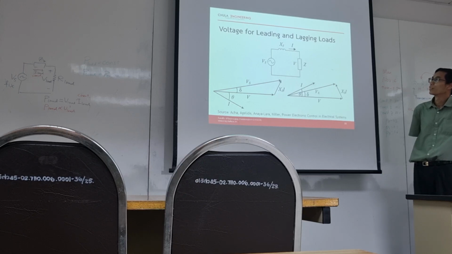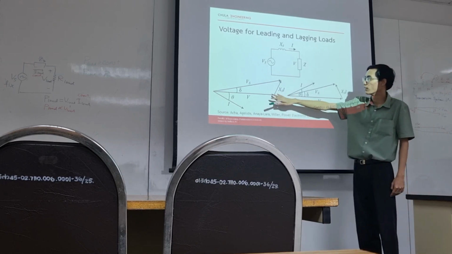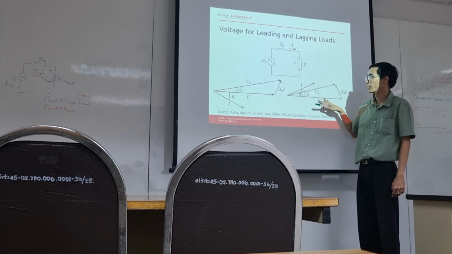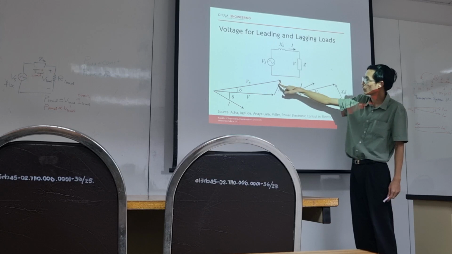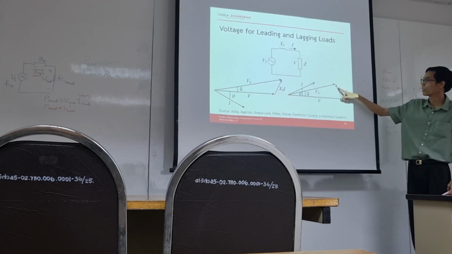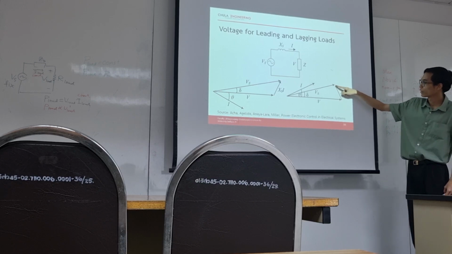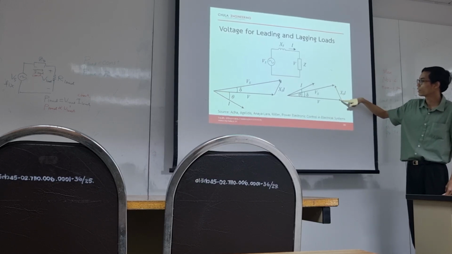So this is the lagging and leading load, RL and then RC. This is RL and this is RC. So for RL, you can see that the voltage will drop, right? For RC, the voltage will increase. So the load voltage increases.